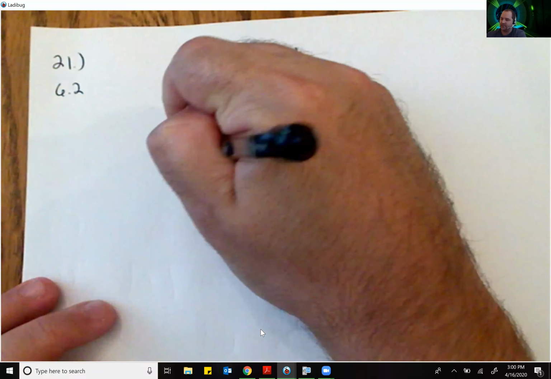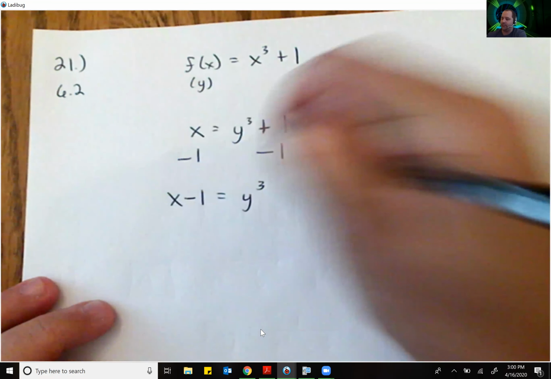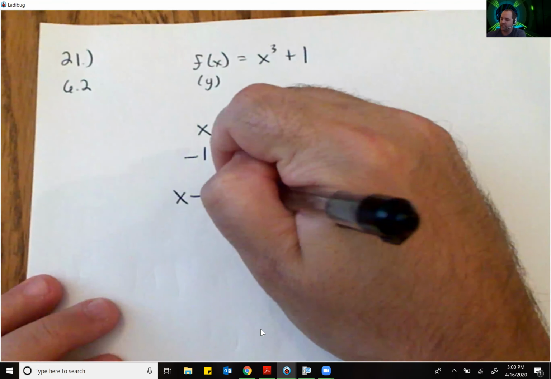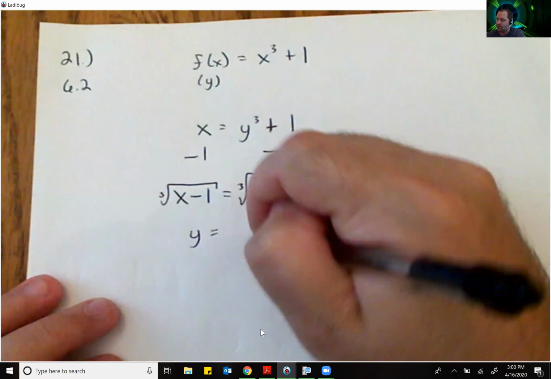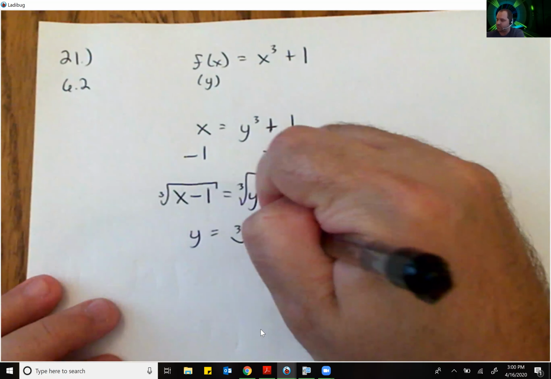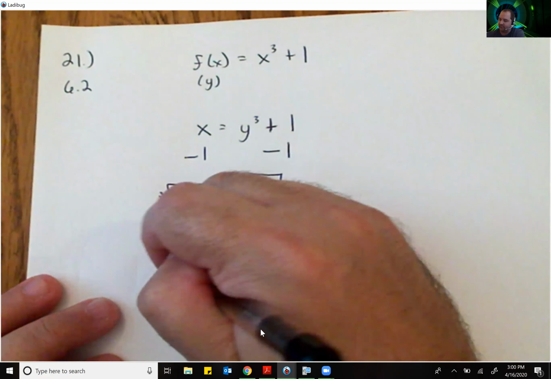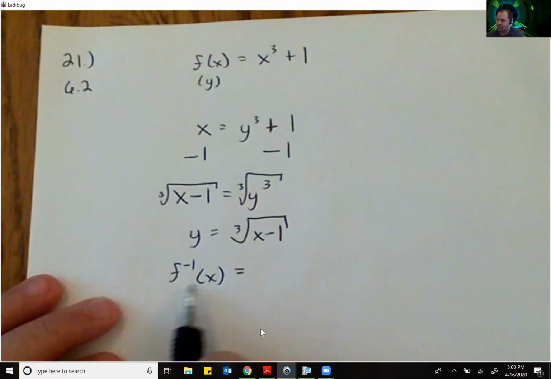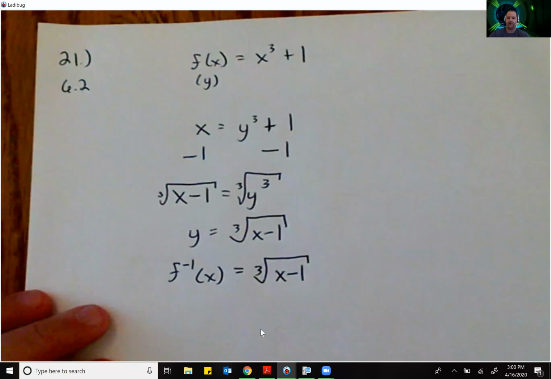Subtract 1. That gives us x minus 1 equals y to the third. How do you get rid of something cubed? Cube root it. So y is equal to the cube root of x minus 1. Or if using the inverse notation, it would look like this: f inverse of x, or in other words, f inverse is equal to the cube root of x minus 1. So just go to your calculator and plug that in.